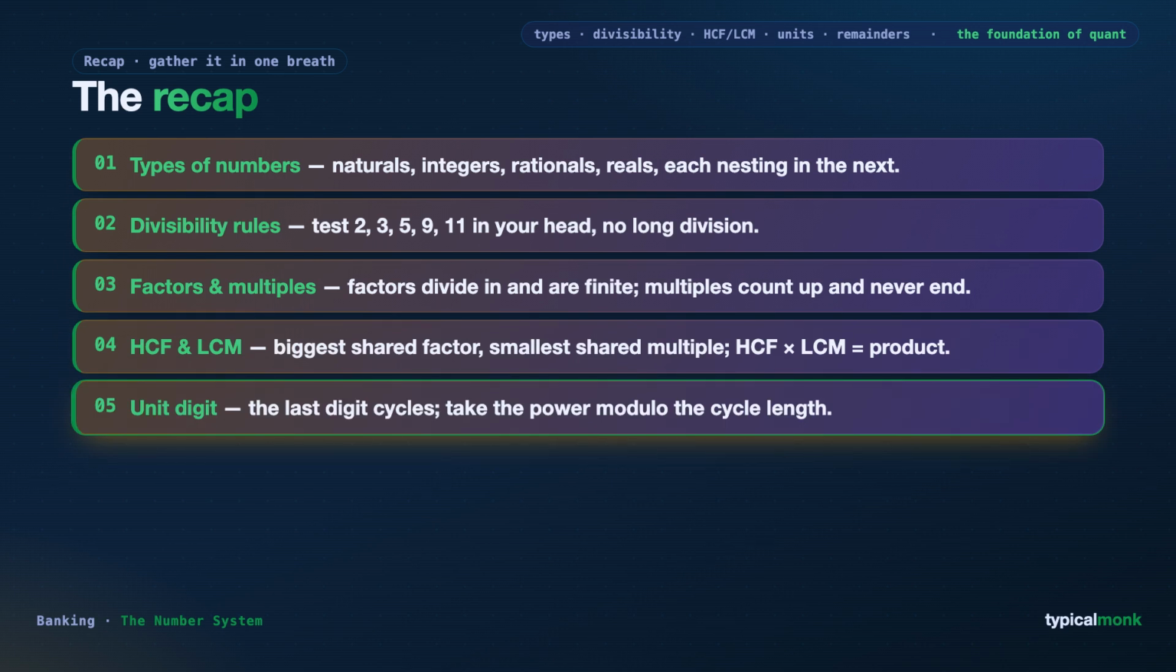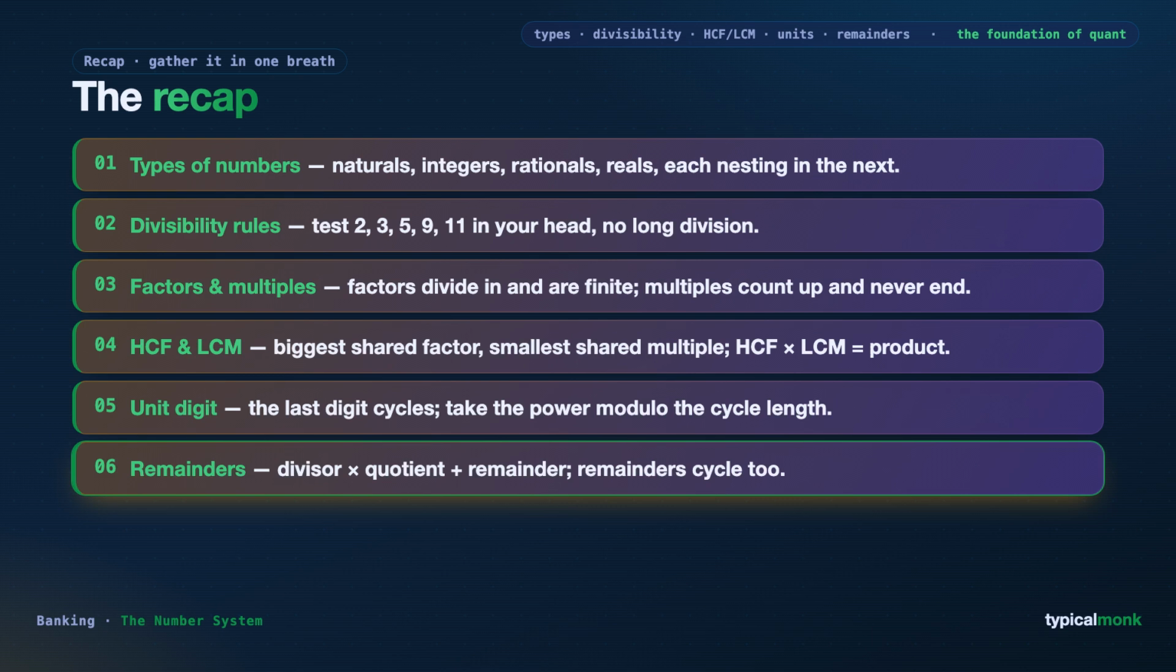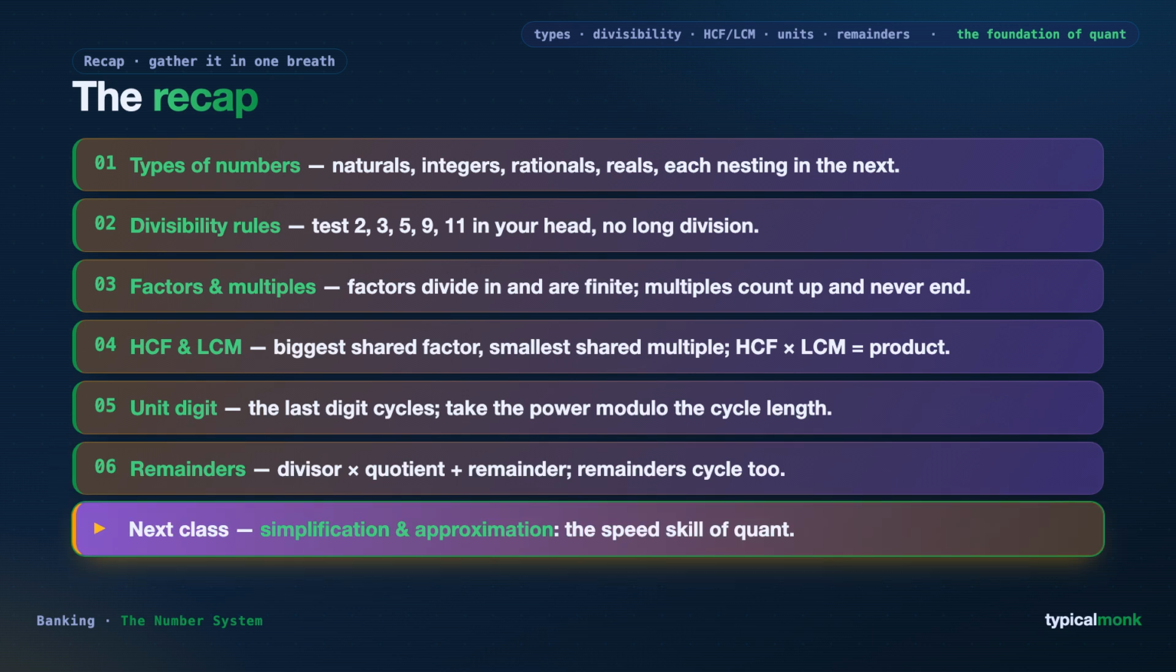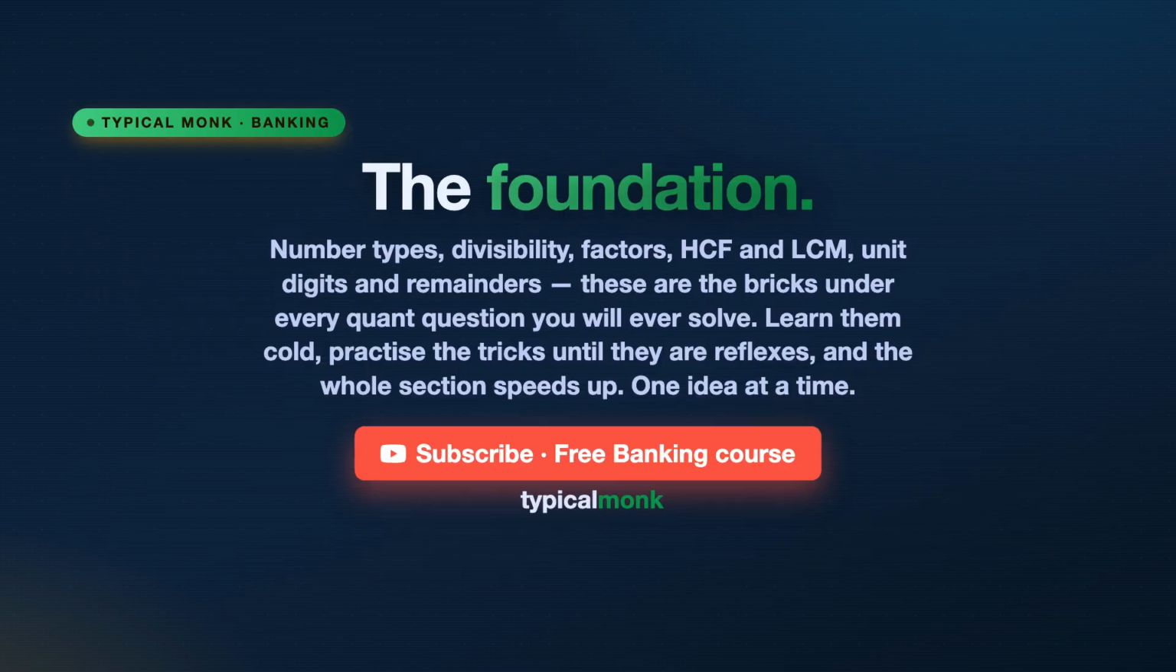Unit digit: the last digit cycles, so take the power modulo the cycle length. Remainders: divisor times quotient plus remainder, and remainder cycles. Next class: simplification and approximation, the speed skill of quant. One idea at a time. That is the number system.